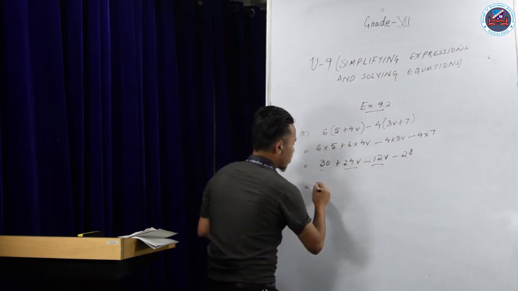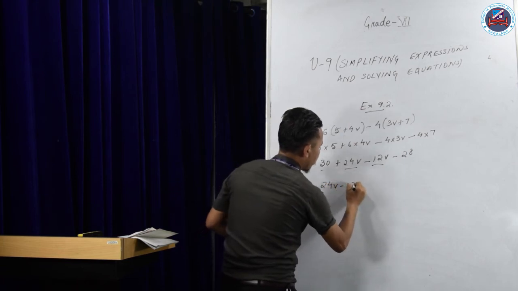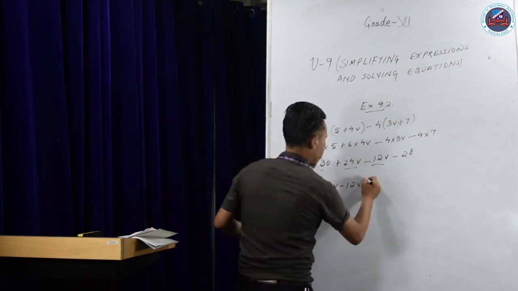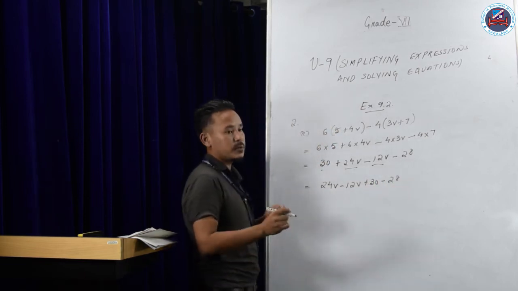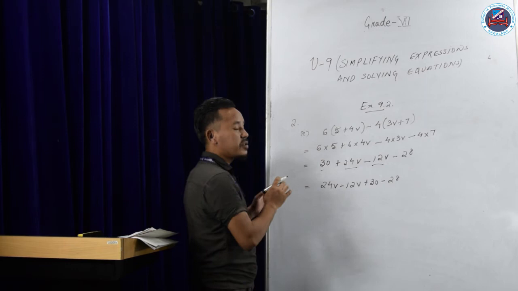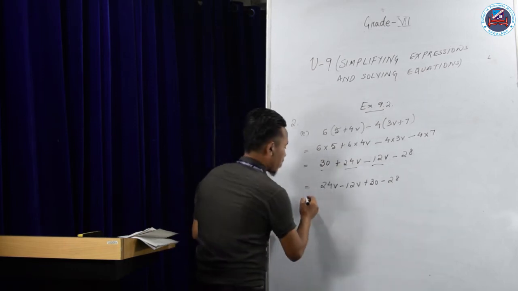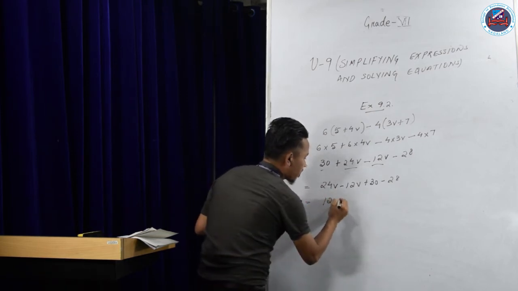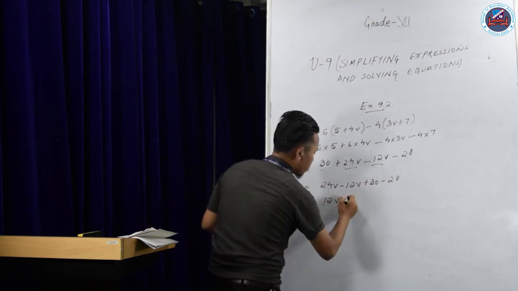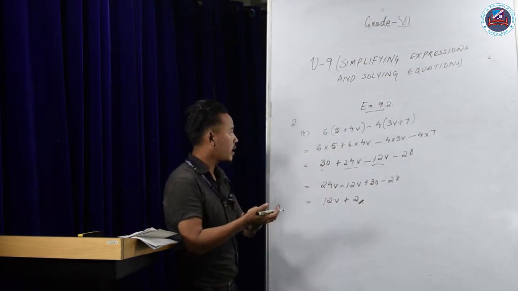So what we do is, we'll bring the like terms together first. 24v minus 12v plus 30 minus 28. Always remember, as much as possible, to keep the constants, that is the numbers, in the last. 24 minus 12 gives us 12v, plus 30 minus 28 gives us plus 2. That's the end of the answer.